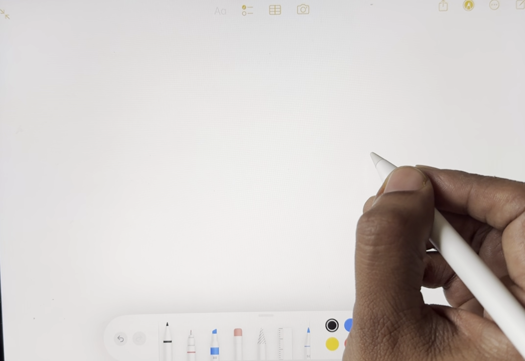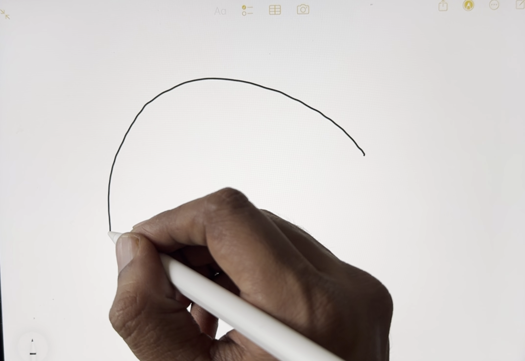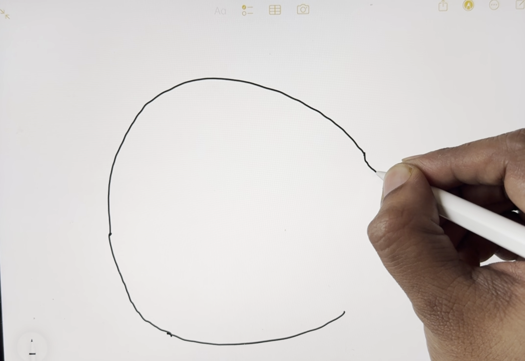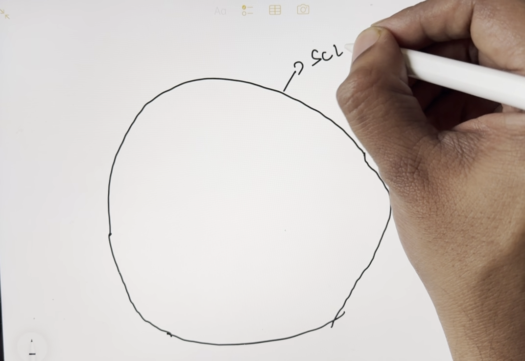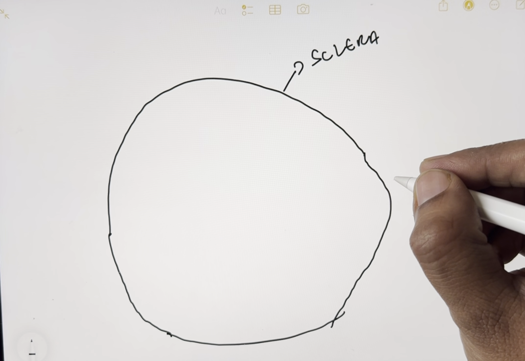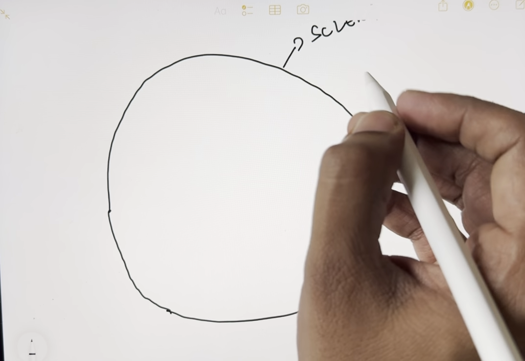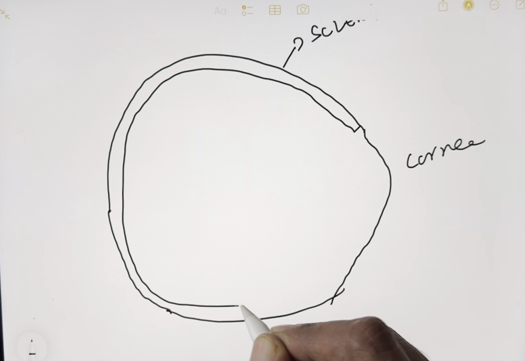Again I will draw a rough line diagram of the eyeball to make the concept of the second layer of the eyeball very clear. So, this is the outer part, that is the sclera, and this is the cornea. Let me draw a double line for the sclera demarcation.